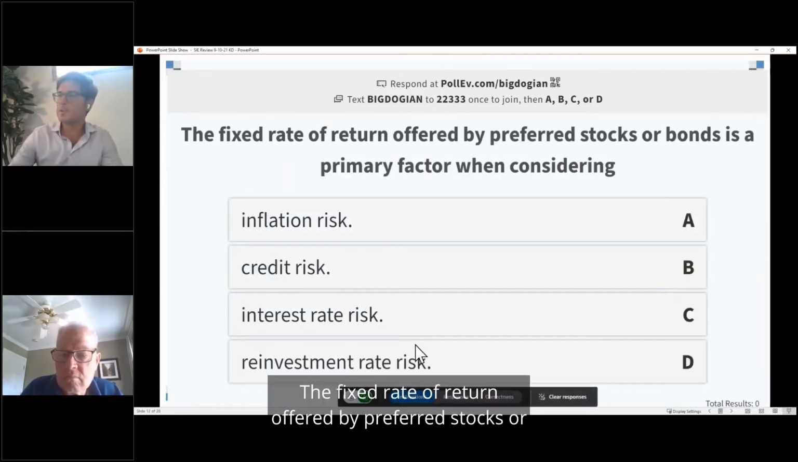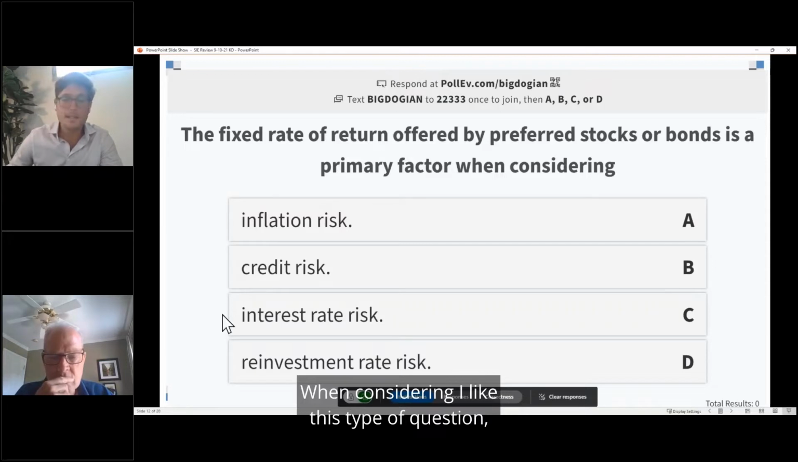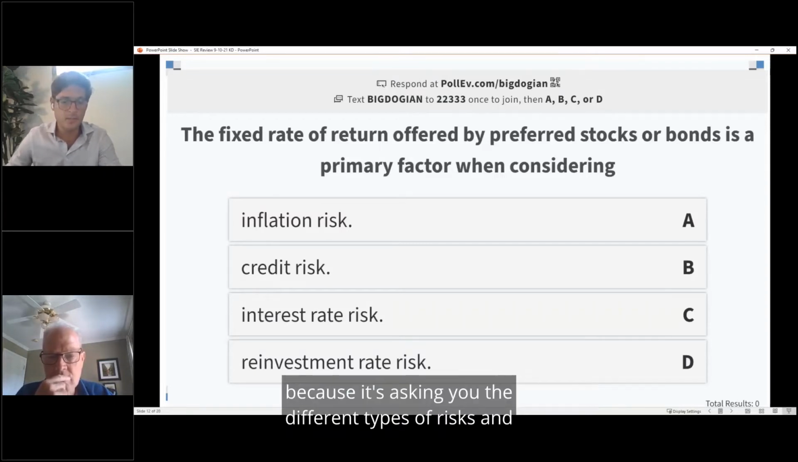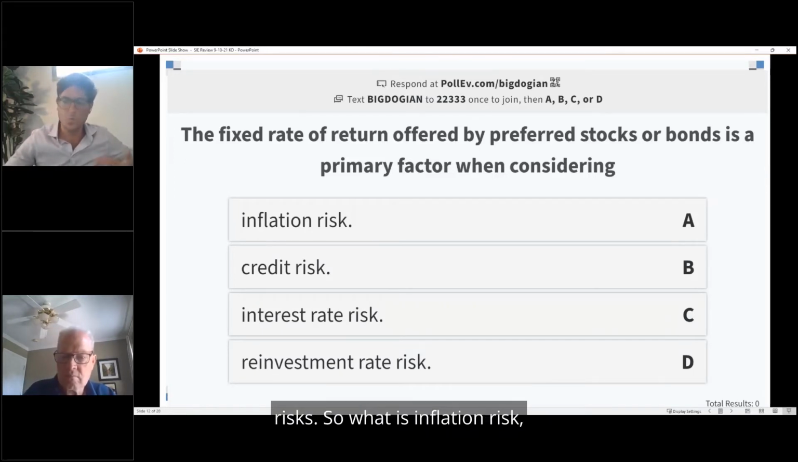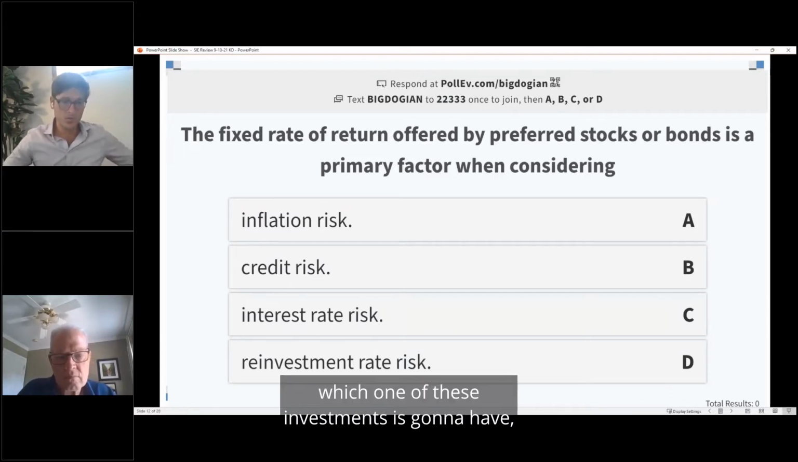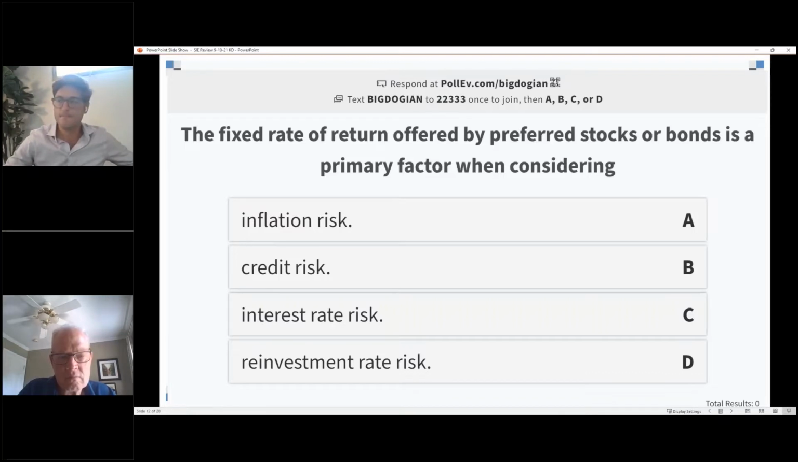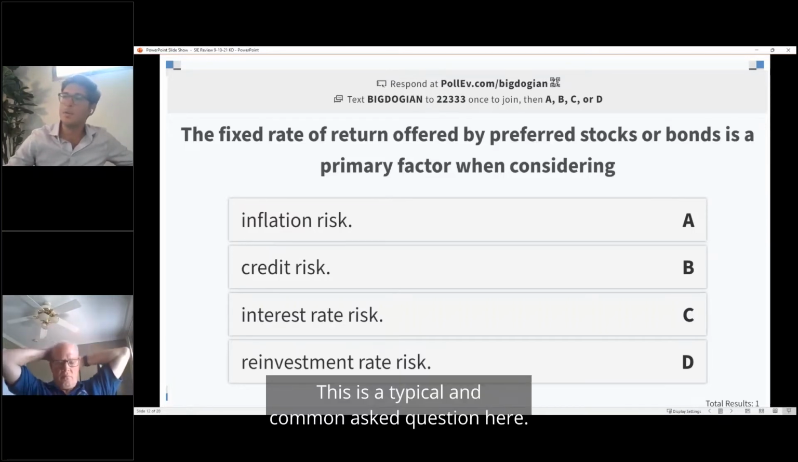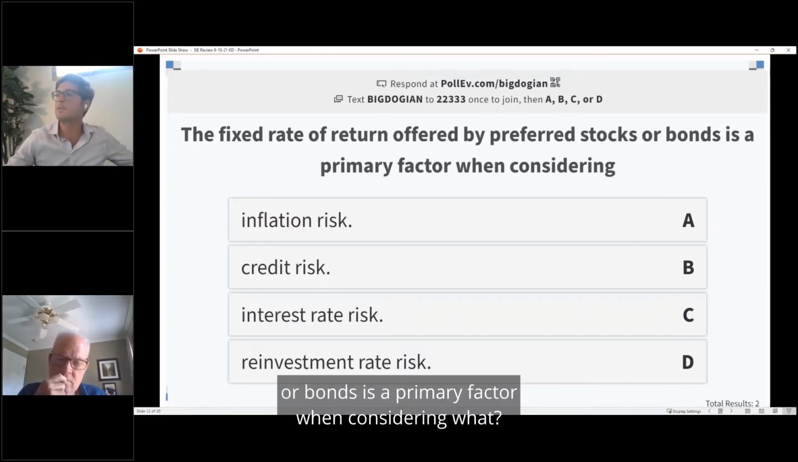The fixed rate of return offered by preferred stocks or bonds is a primary factor when considering... I like this type of question because it's asking you the different types of risks, and just a tip for all of you, you should be familiar with all of these different types of risks. So what is inflation risk, credit, interest rate, and reinvestment rate risk? They might ask you which one of these investments is going to be more sensitive, and they'll list these different risks. This is a typical and common asked question here.